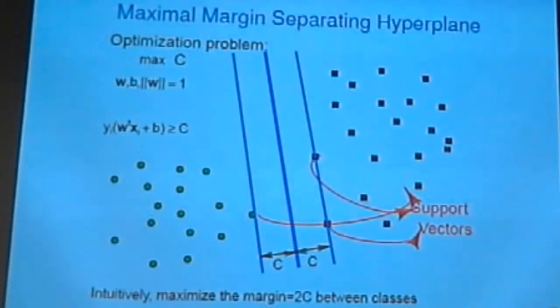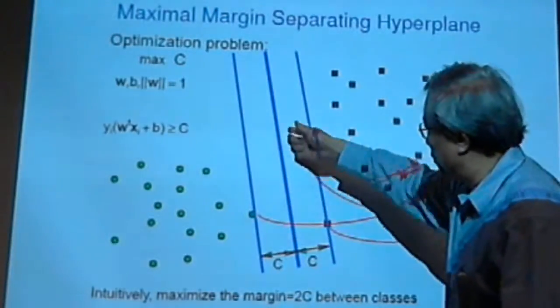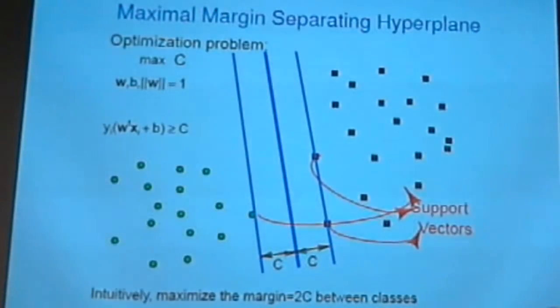So the idea is to try to maximize the margin, equal to C in this case, between classes. And the line halfway in between these two lines will be the separating point. How do you pick those two points? Yeah, that's the problem. Actually, it's through an algorithm, through quadratic programming.